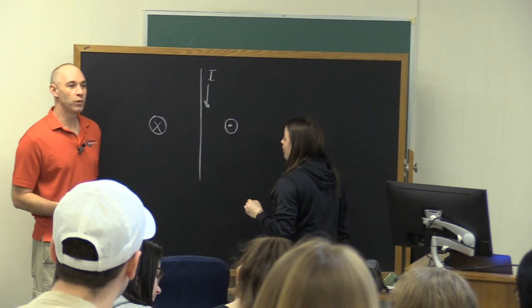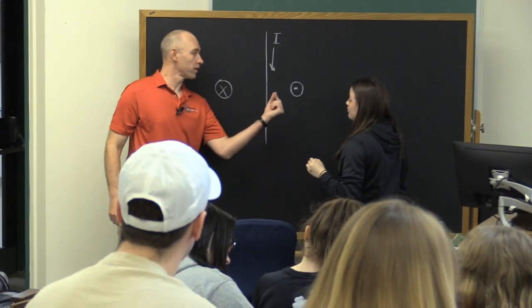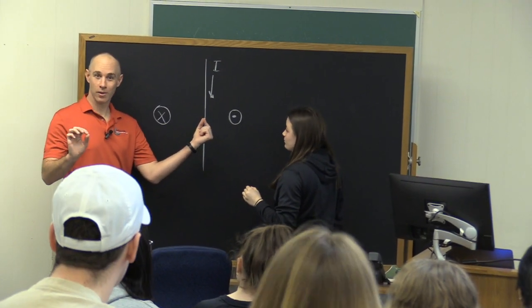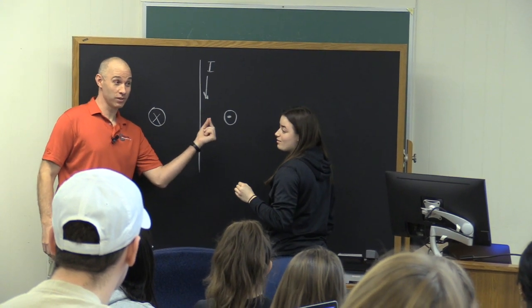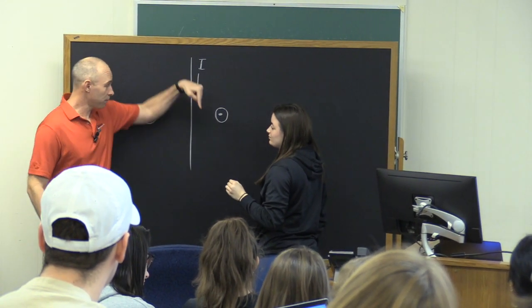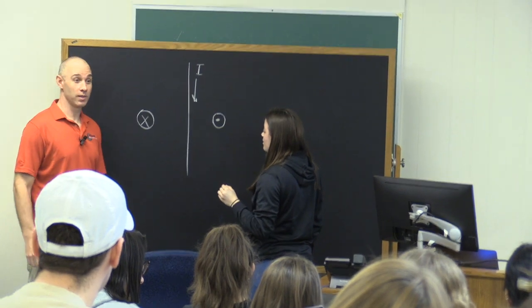What about if we were to draw the magnetic field right here? Sorry, I said it wrong. Correct this in the video, future me. The magnetic field right here, at this spot in space, in front of the wire, what direction would it be?